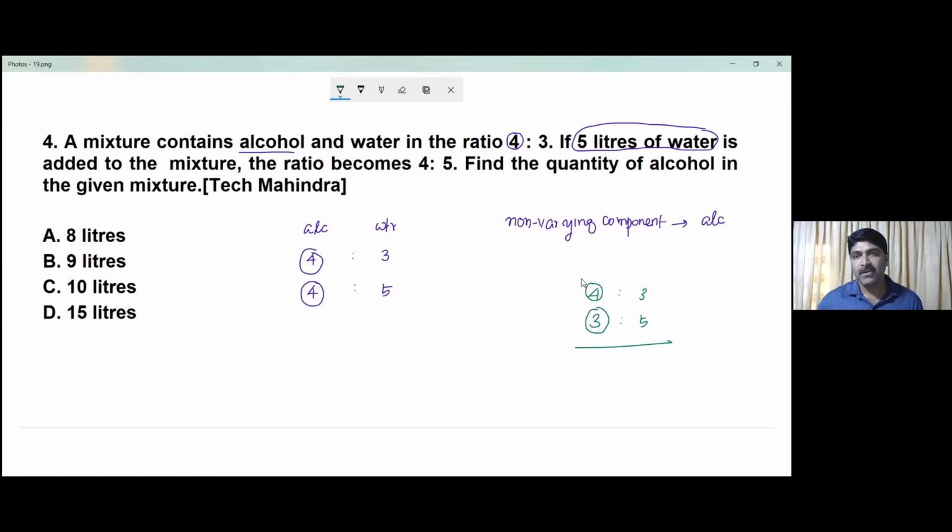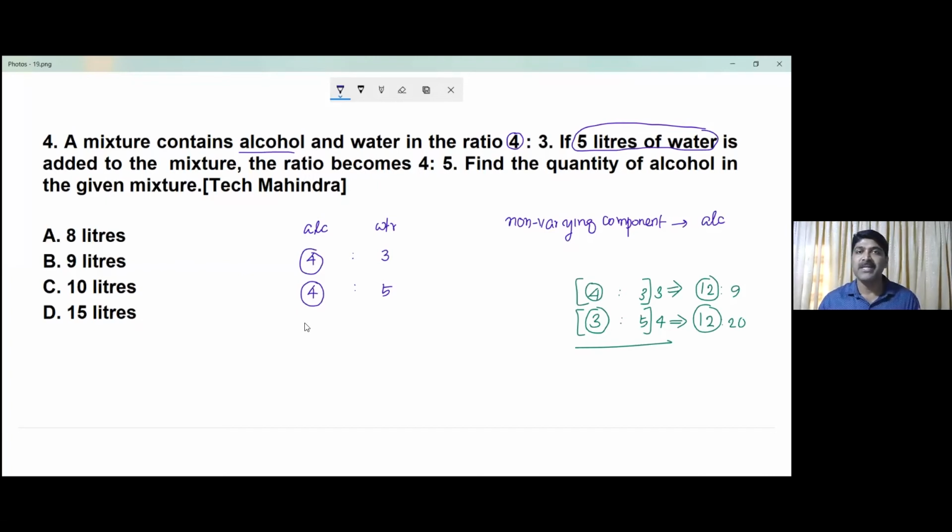What do you want to do? You just multiply the first ratio by 3. Then the ratio becomes 12:9. And multiply the second ratio by 4. Then the ratio becomes 12:20. It's a different example. More often we'll get such a kind of set of values. At that time you have to do this operation. What is our objective here? We have to equate the non-varying component's quantities to be the same. Fortunately, in our present question, these values are the same in both the ratios.